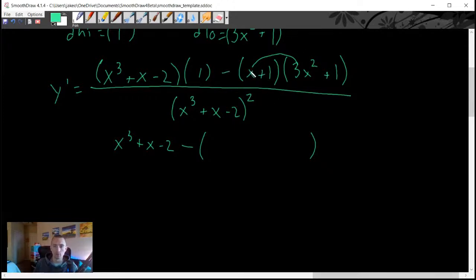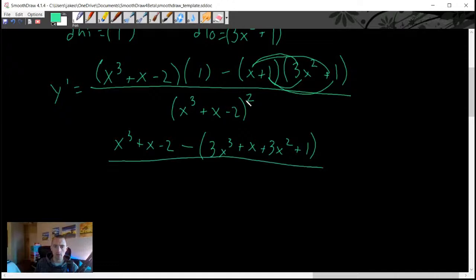So first of all, x times 3x squared gives us 3x cubed. x times 1 gives us plus x. 1 times 3x squared gives us 3x squared. And then 1 times 1 gives us plus 1.